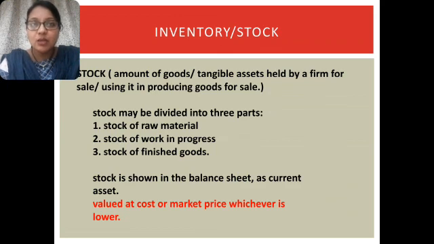So it may be raw material, it may be finished goods, or even work in progress. So we can say that stock is divided into three parts: stock of raw material, stock of work in progress, and stock of finished goods. And as stock is an asset for the firm, it is shown on the asset side of the balance sheet, and stock is always considered a current asset.